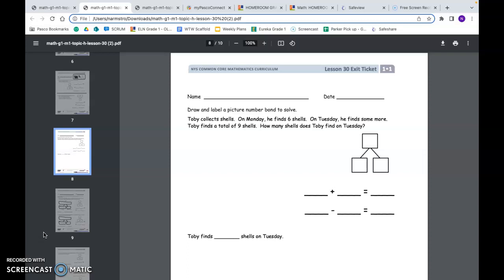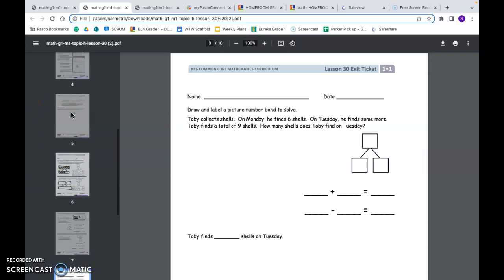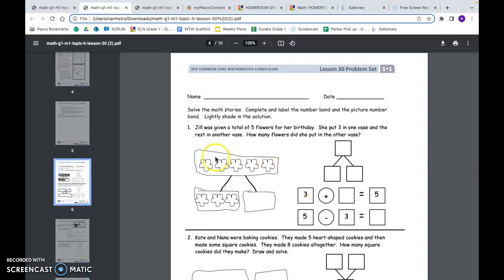So in your learning video, you should have seen how for this set of problems, you are going to draw your picture in a number bond form. Okay, so maybe some of your examples in your learning video look something like this. Okay, this is an example.